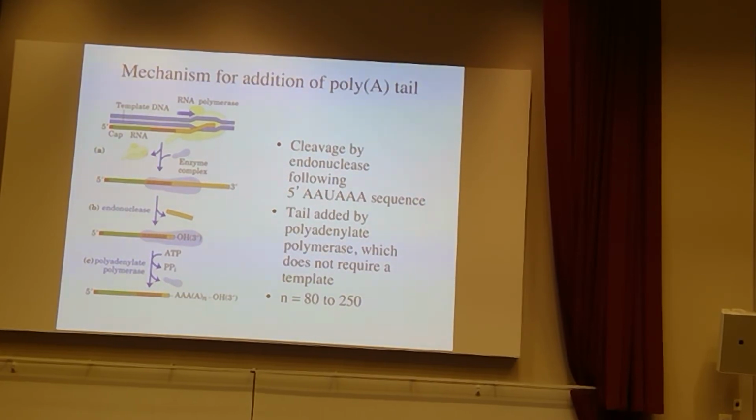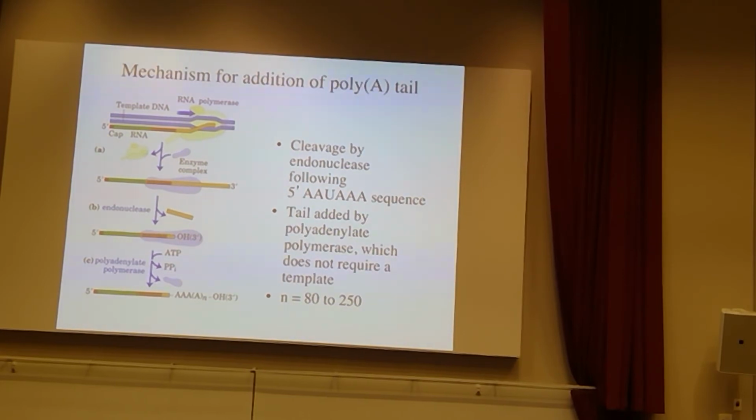It accepts ATPs as substrates and adds them one at a time to the growing 3' end, and it's actually a pretty long polymer chain, all of adenines that are added to that 3' end, anywhere from 80 up to 250 adenines are added to make the mature mRNA product.